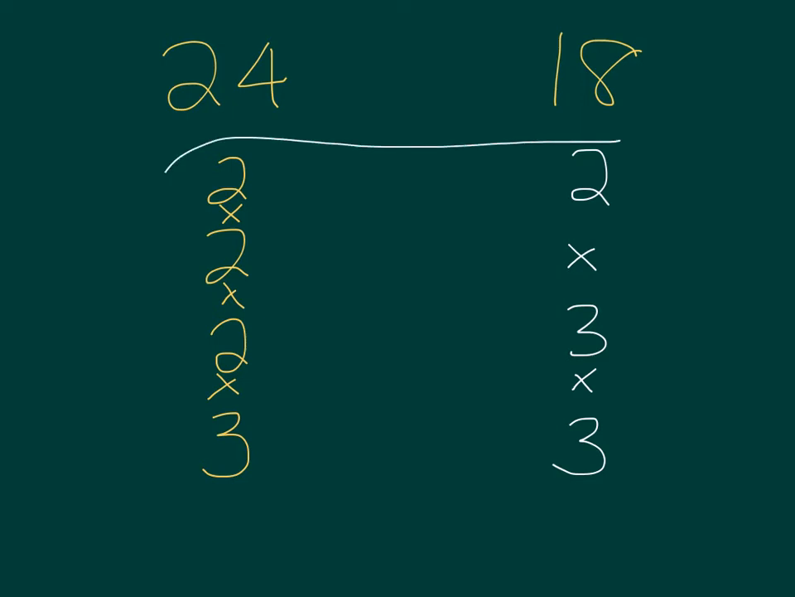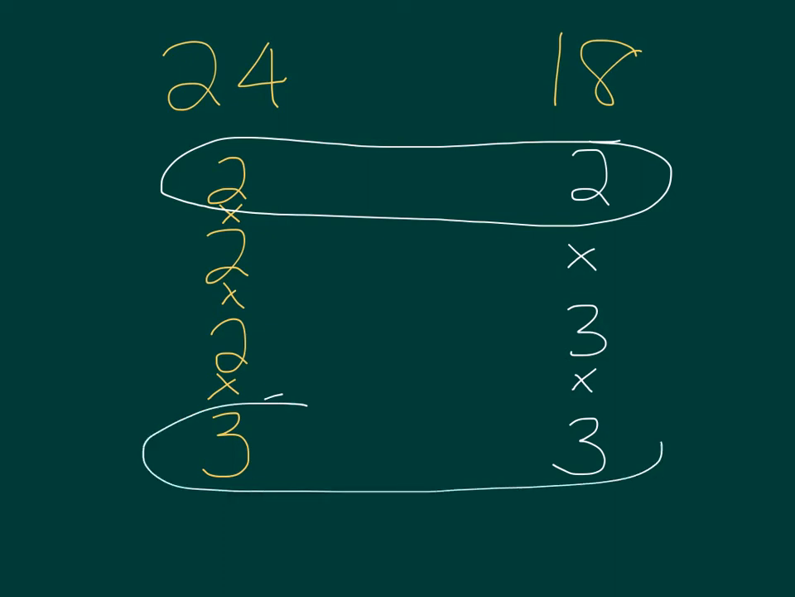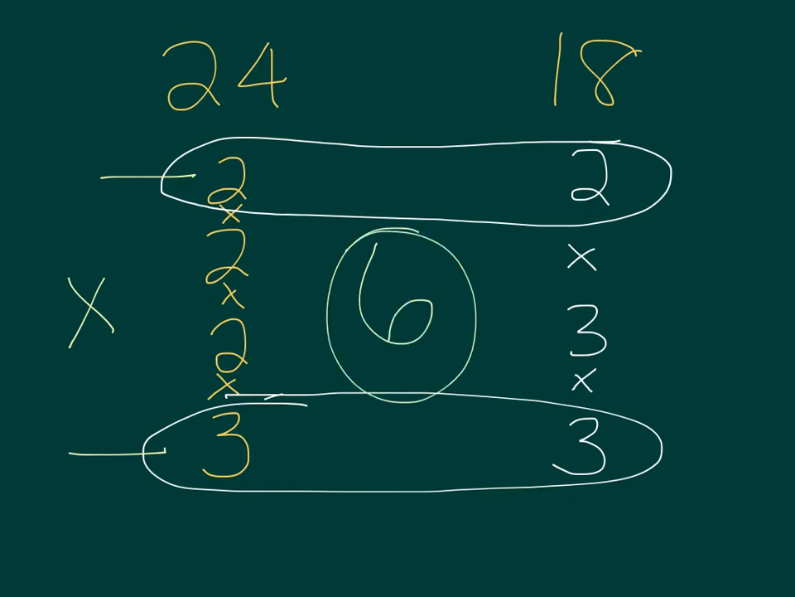So we have one 2 in common. The 24 has another 2, but 18 does not have any more 2s. And they both have one 3 in common. So then you can take the numbers that you circled, the 2 and the 3, and multiply those together to get 6 as your greatest common factor.